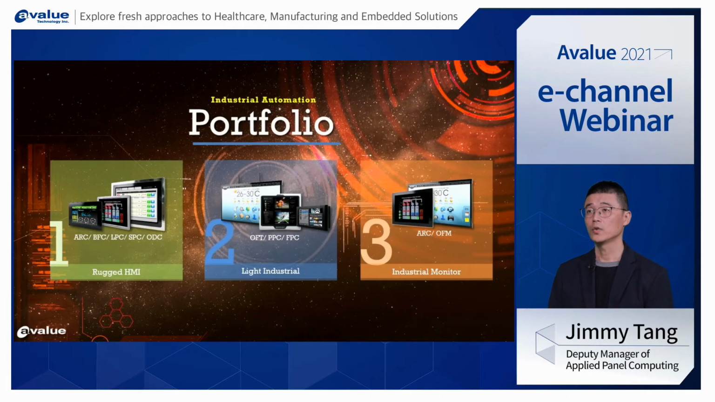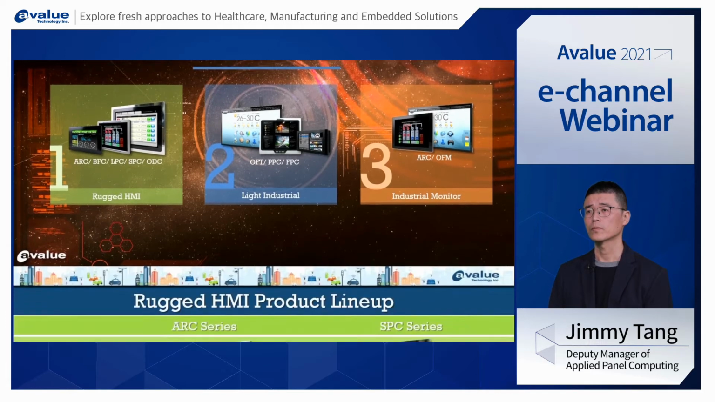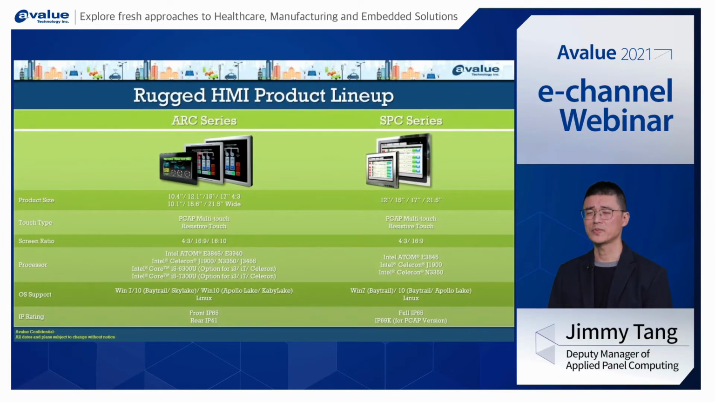As you can see here, we have a lot of panel PC products in the industrial automation sections, including ruggedized HMI and industrial monitors. But today, I would like to focus more on the ruggedized HMI sections. In the ruggedized HMI sections, we have the ARC series and SPC series, which come with full IP65 and stainless steel enclosures. But today, I will focus more on the ARC series, which is a modularized design for our HMI products.